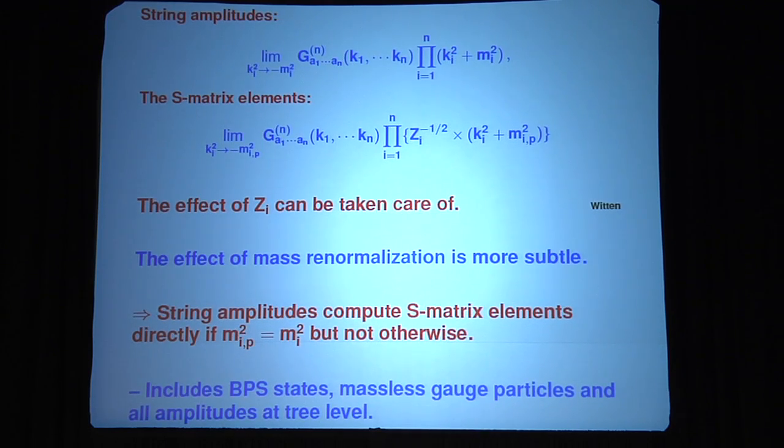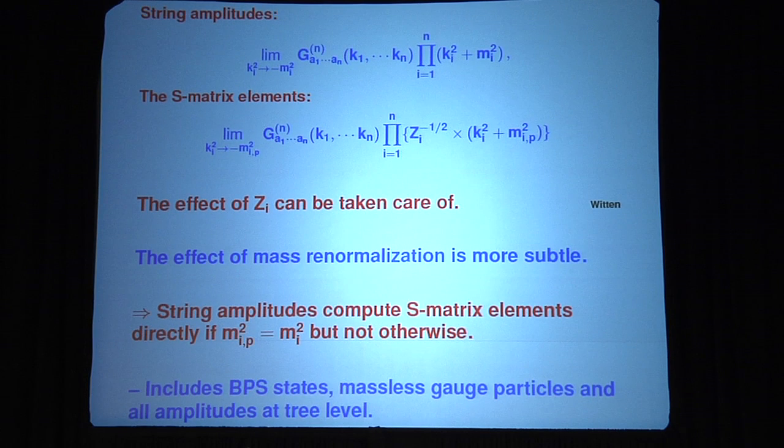So here I have again displayed the two expressions. This is the string amplitude. This is the S matrix element. Okay, we see the difference in the wave function renormalization factor first of all, and the fact that here you have a tree level mass, whereas here you have a physical mass. Now it turns out that the effect of the wave function renormalization is not hard to take care of, but the effect of mass renormalization is more subtle. And it is because of this reason, the difference between Mi versus Mi^P, that string amplitudes compute S matrix elements directly only if the physical mass and the bare masses are equal, but not otherwise.